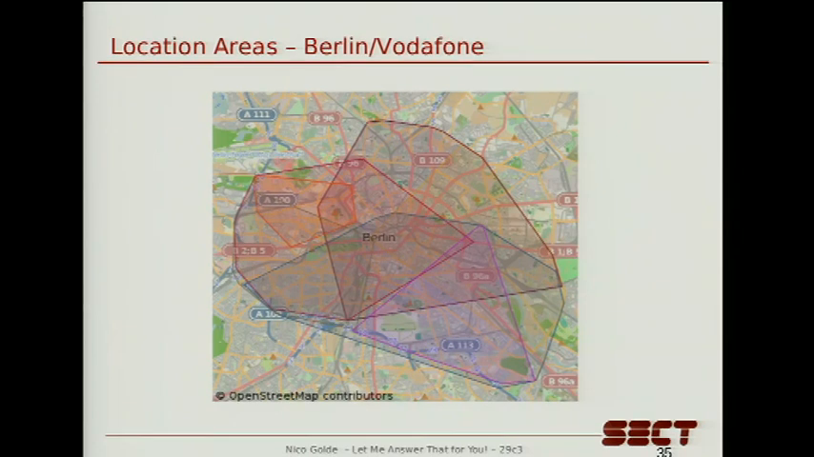And this is what this looks like for Berlin. So yeah, Berlin is a major city, and this is an example for Vodafone. And as you can see here, there aren't too many location areas, and they're actually pretty large. So we have like 5 location areas here. And it's actually extremely nice that you can just sit here and attack a subscriber which is somehow down here.